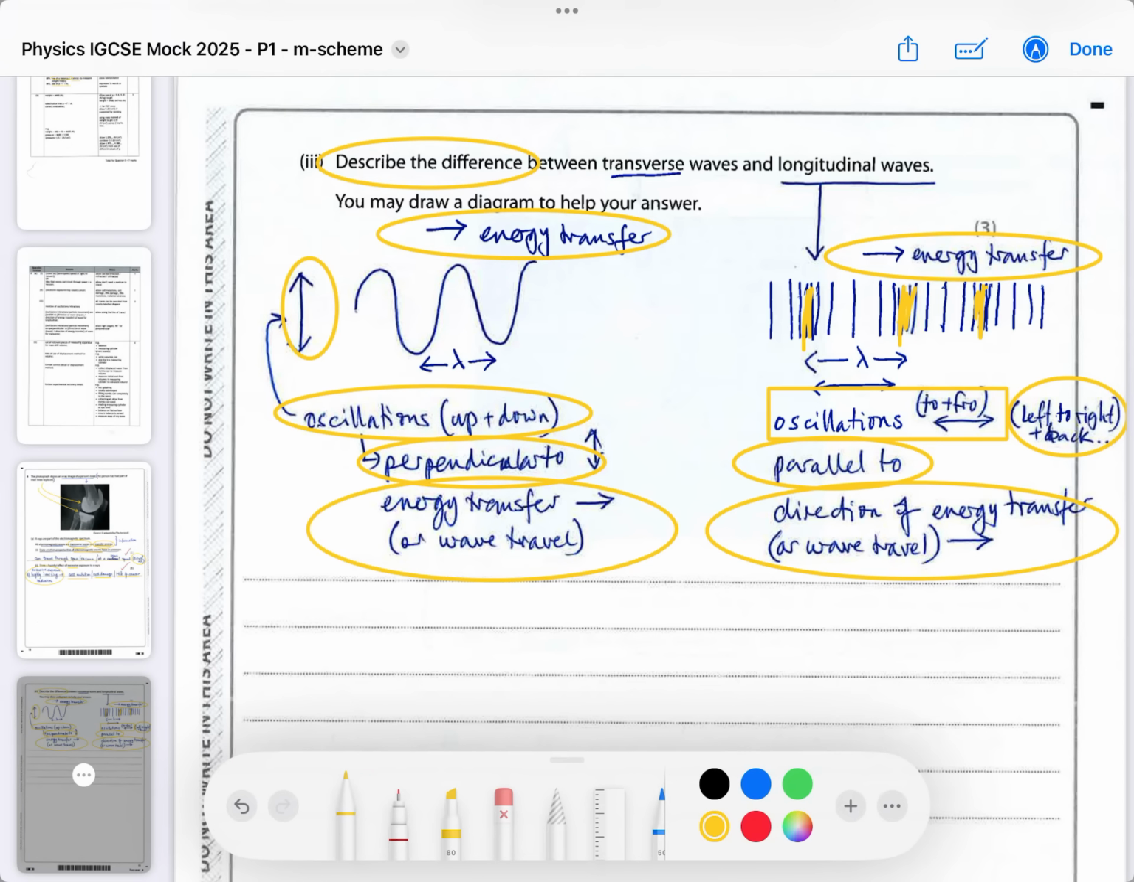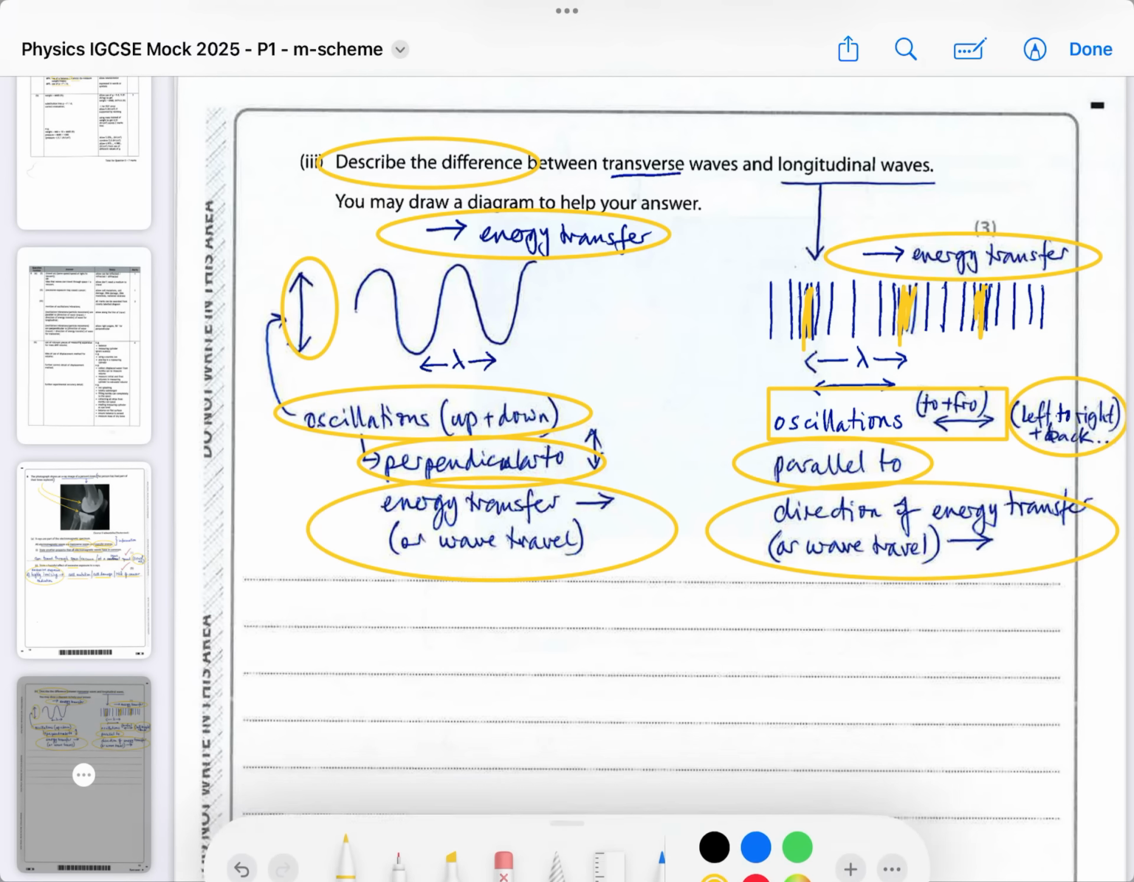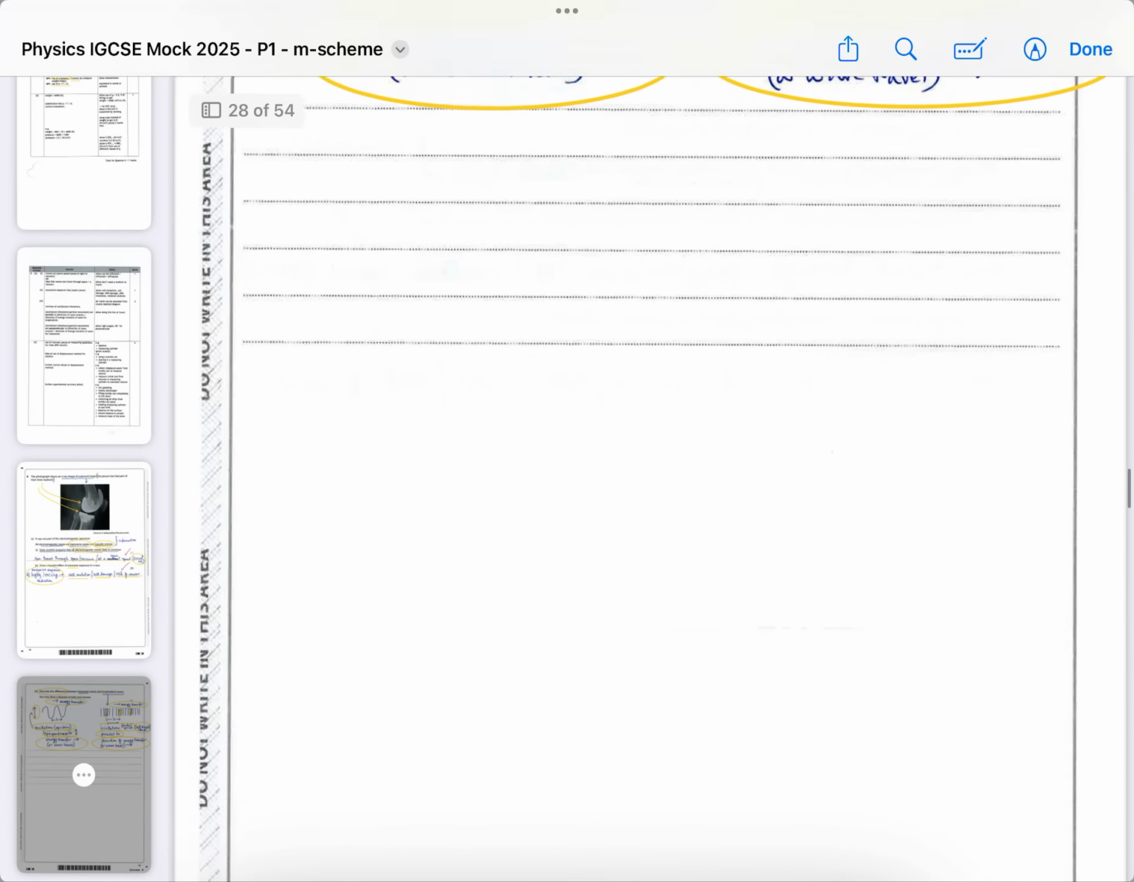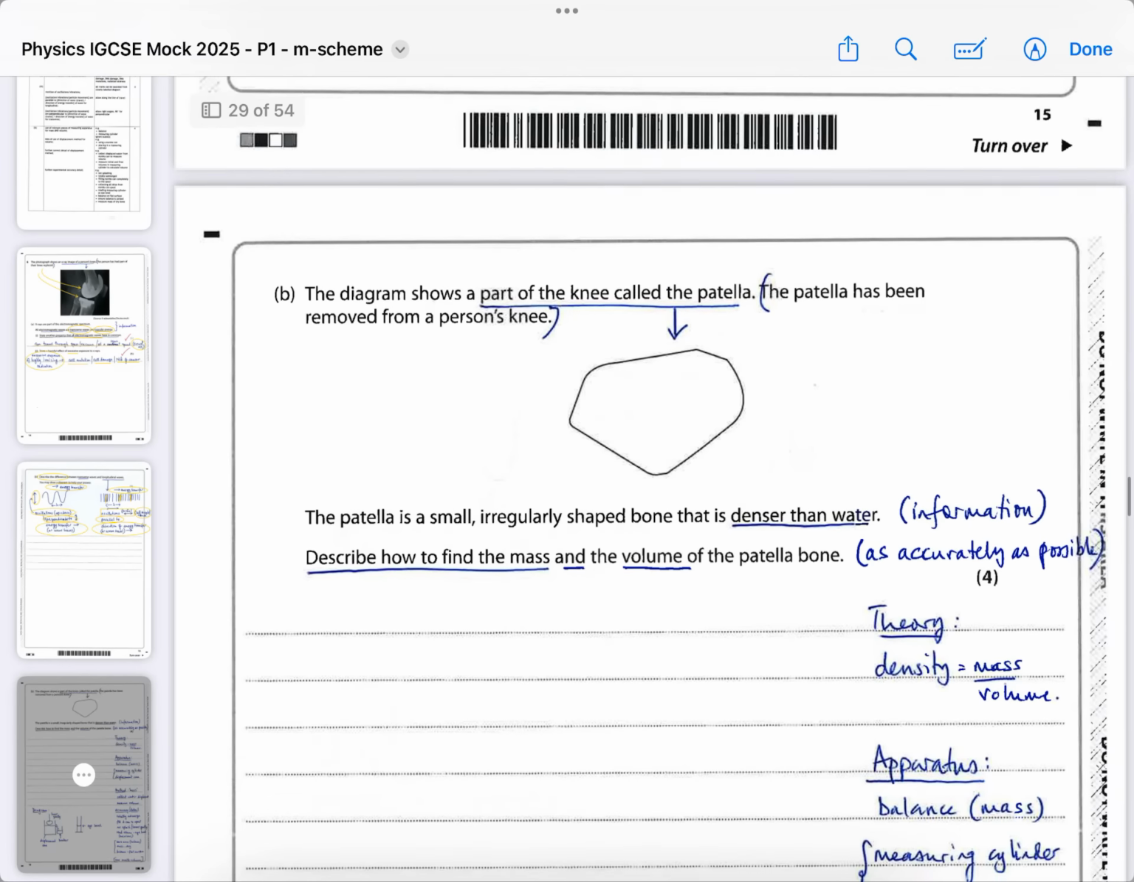So once you've learnt it clearly and in detail, you will be guaranteed these marks if it comes up in your exam in the summer. Okay? So that's the waves section. Remember, it was about a knee as well, X-ray.